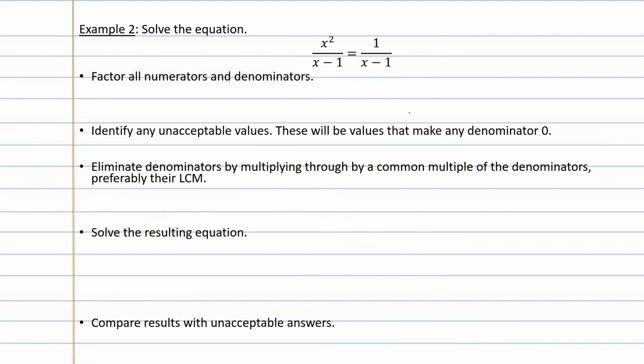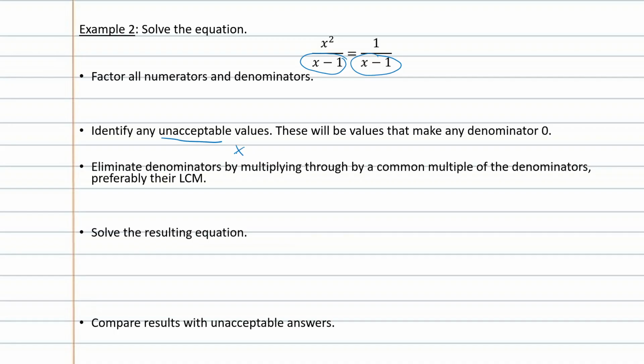Now let's try another one. So example 2, to solve this equation. Here I have x squared over x minus 1 equals 1 over x minus 1. I want to factor all numerators and denominators. Here everything's factored. Don't have anything I need to really worry about. Then I need to identify my unacceptable values. Well, on both pieces here I have an x minus 1 in the denominator.